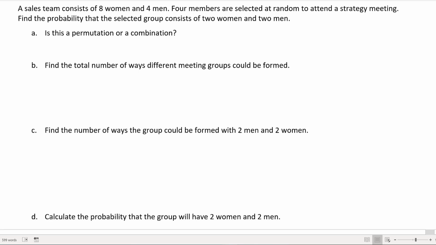So I've broken this up into several parts. First, we want to decide, is this going to be a permutation or a combination? Well, because it's a meeting, kind of like a committee meeting, the order doesn't matter, so it's going to be a combination.